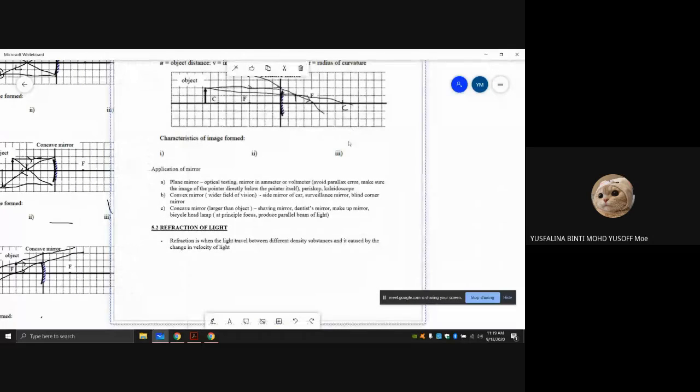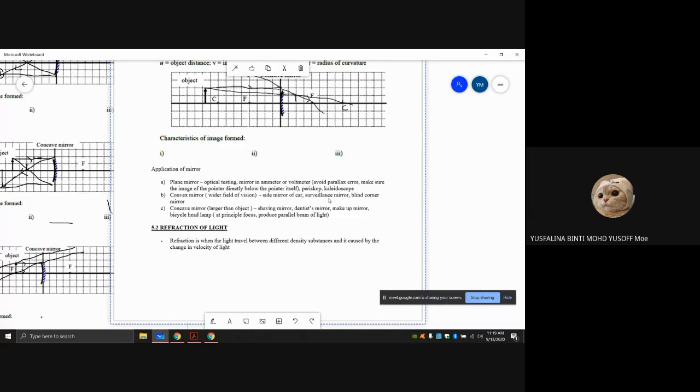Okay, so refraction of light. So what is the meaning of refraction? Refraction is when light travels between two mediums that have different densities. Because of this different density, the velocity of light will be different between the two mediums.